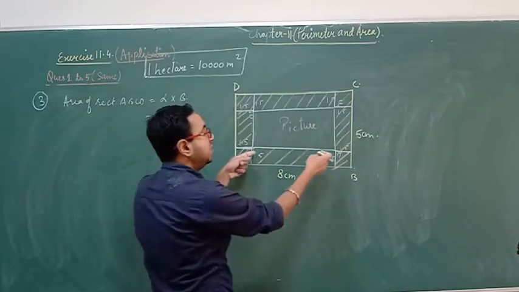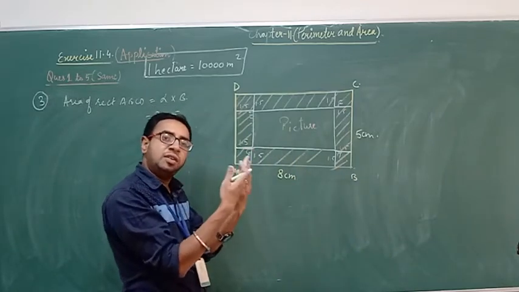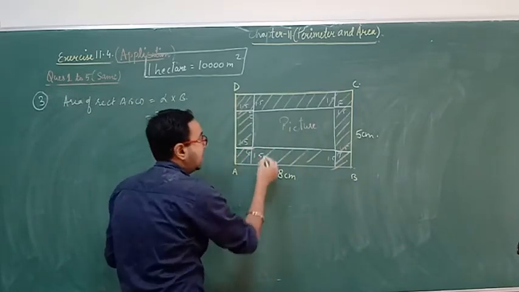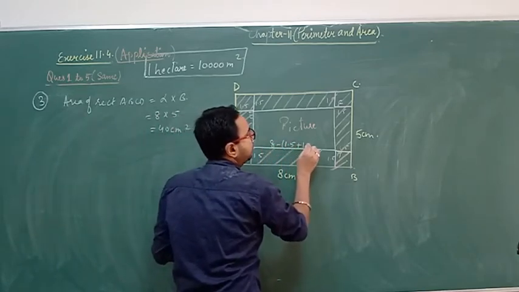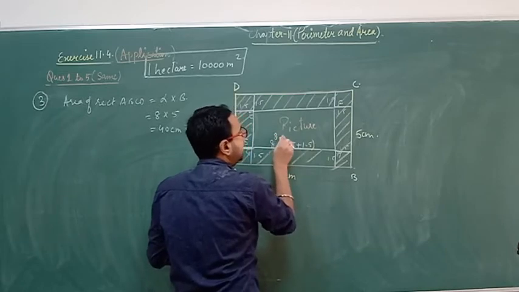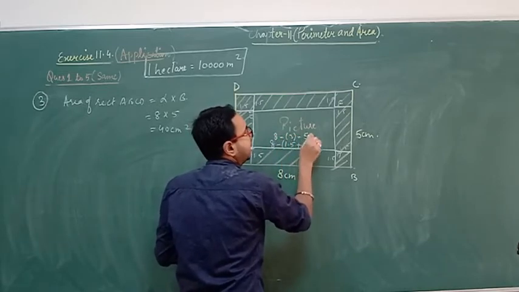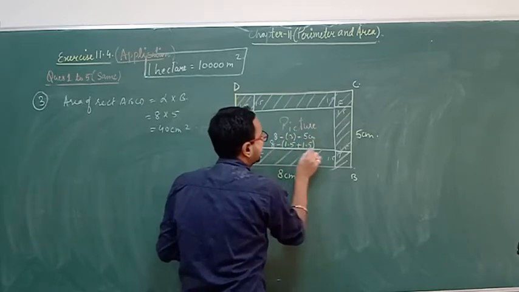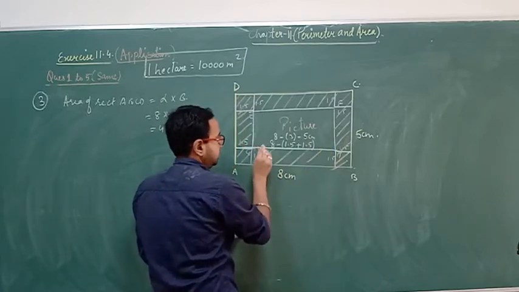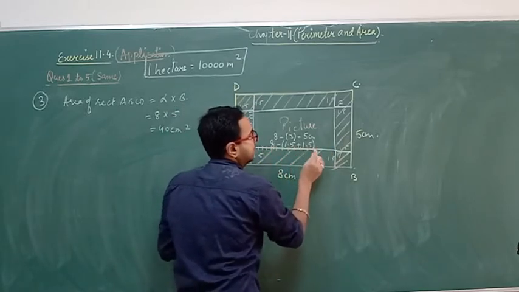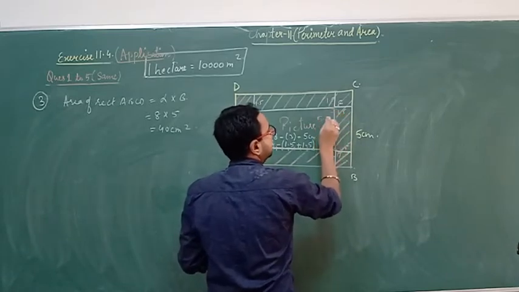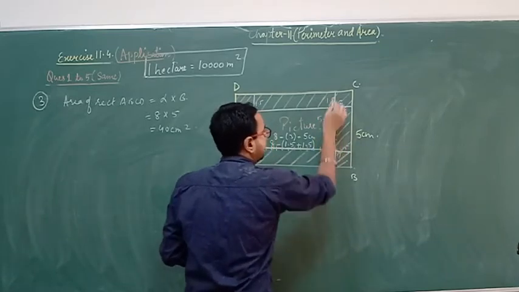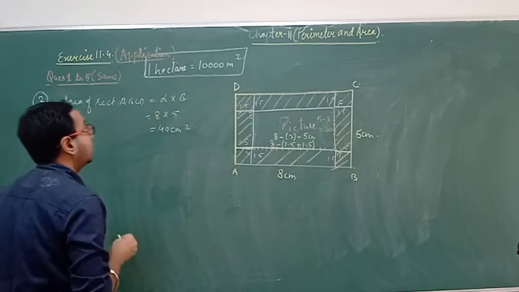What we'll do to find this? Yes, exactly the reciprocal of the previous question. Now this will be 8 minus 1.5 plus 1.5, that is 8 minus 3, that is 5. So this is 5 centimeter. Similarly, this 5 minus 3, this is 2 centimeter. Hence we got the length and breadth of the inner rectangle.